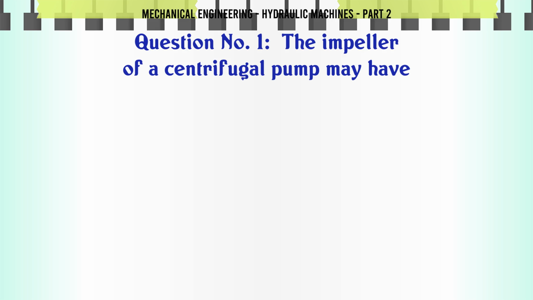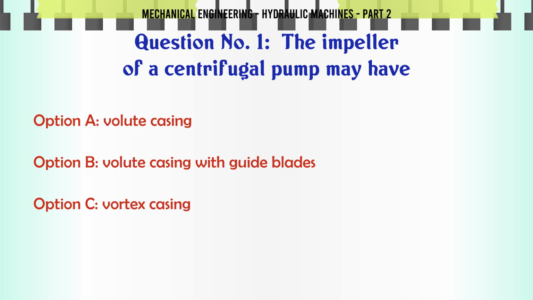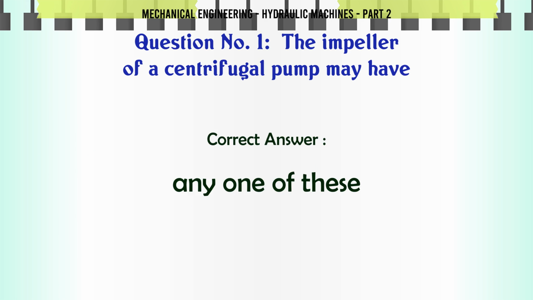The impeller of a centrifugal pump may have A. volute casing, B. volute casing with guide blades, C. vortex casing, D. any one of these. The correct answer is any one of these.